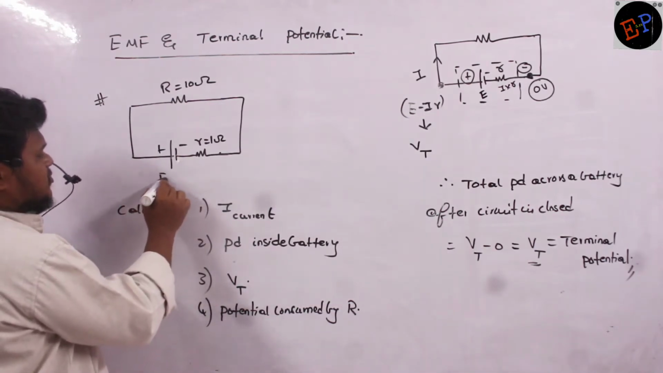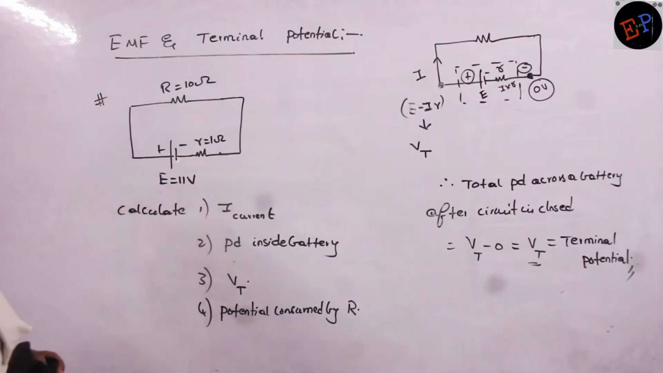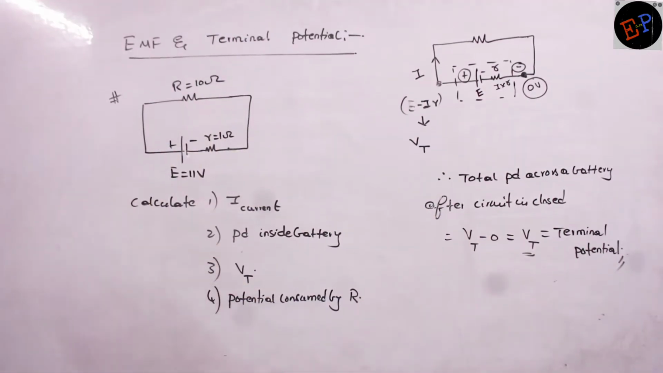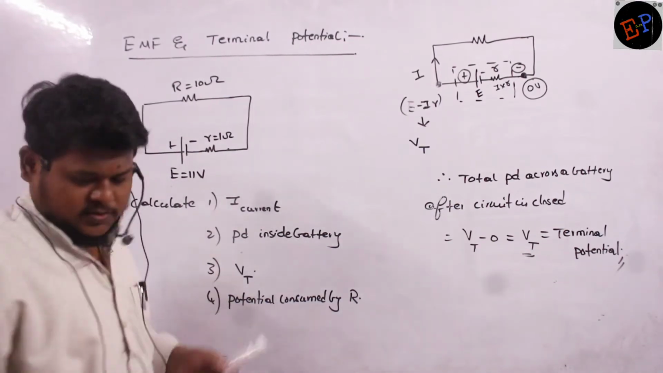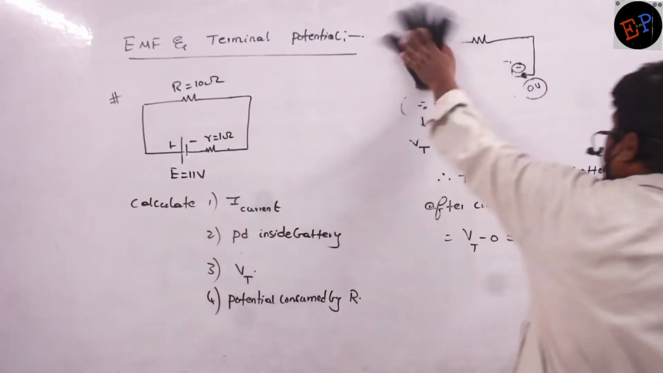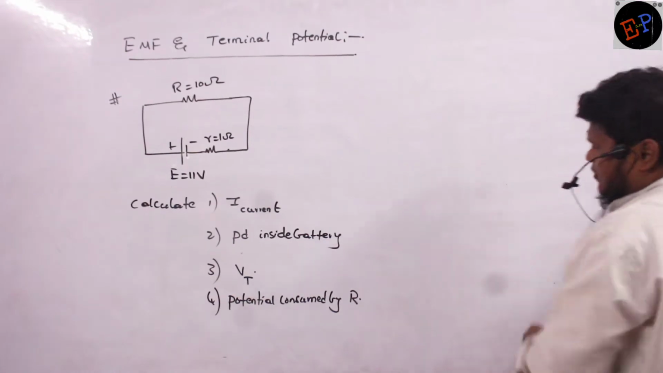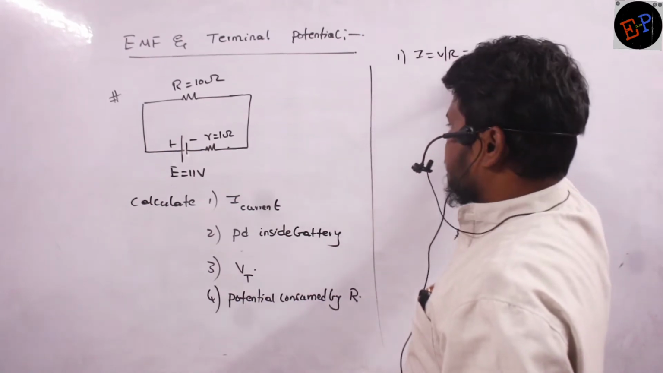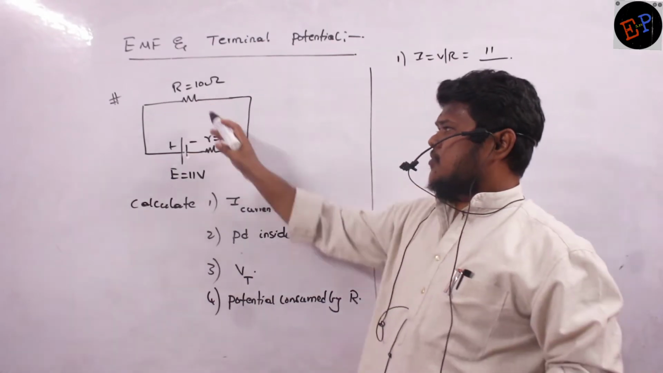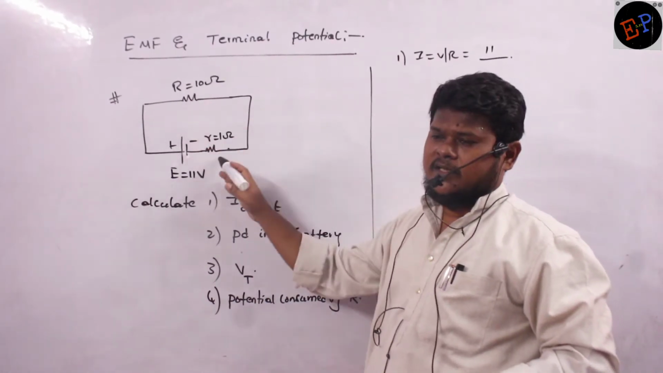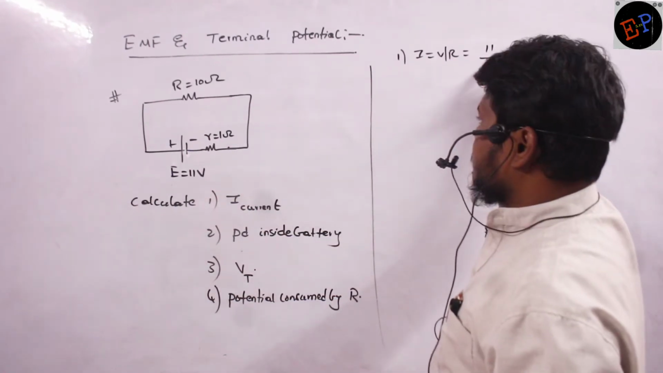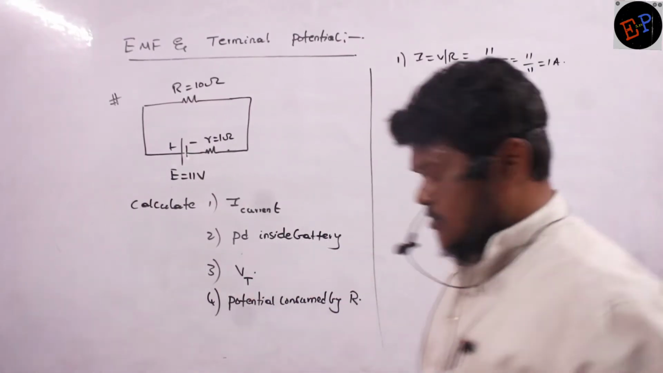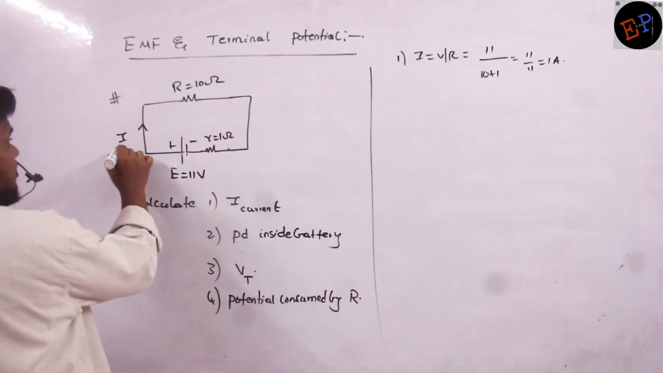Let us do one thing. You take the EMF to be 11 volts. Calculations will become easy. Let us do this calculation. First of all, he is asking to find the total current. How can I calculate it? Use Ohm's law. I is equal to V by R. The EMF of the battery is 11. The external resistor and the internal resistance of the battery are in series connection. So 10 plus 1 is 11. 11 by 11 gives 1 ampere. So the current produced in the circuit is 1 ampere.